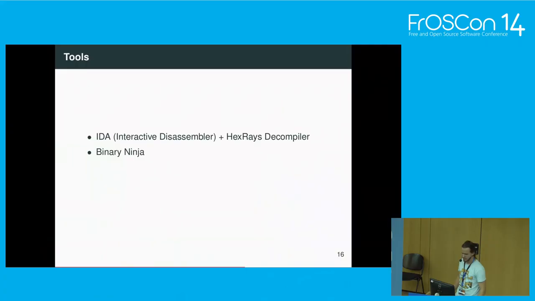Then there are other tools like Binary Ninja. I personally didn't use it, but I heard from people it's good. And then they stopped using it and went back to IDA. On the other hand, Binary Ninja is cheaper. It only costs a few hundred bucks.